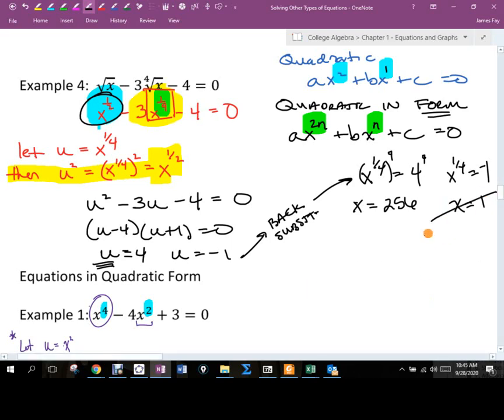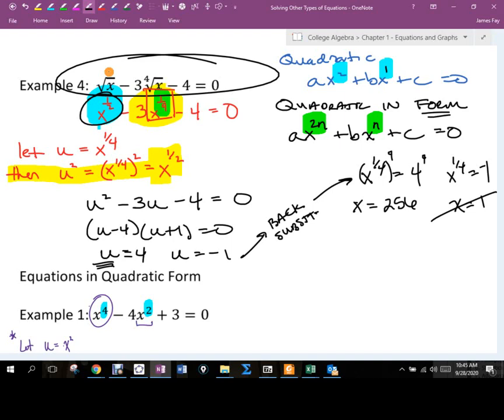Now, just to save time, if you plug 256 in there, the square root of 256, and we know what the square root of 256 is? 16. Minus then 3 times the fourth root of 256, which is 4. So we got 16 minus 12 minus 4. Does that give me 0? Yes, it does. So 256 does work.